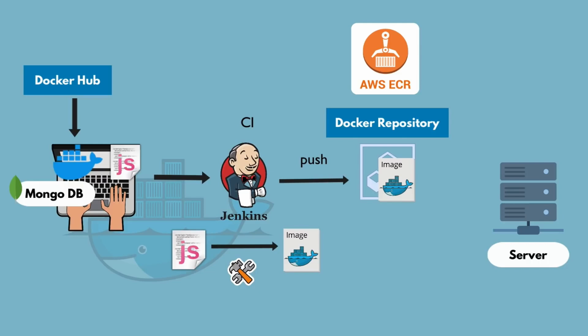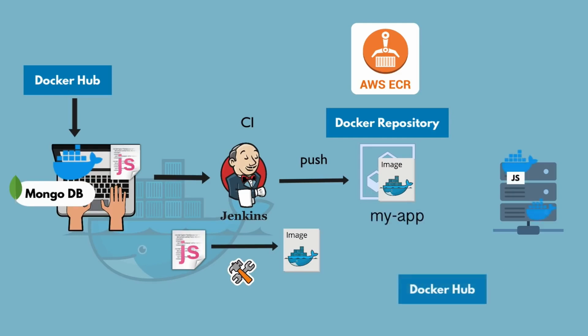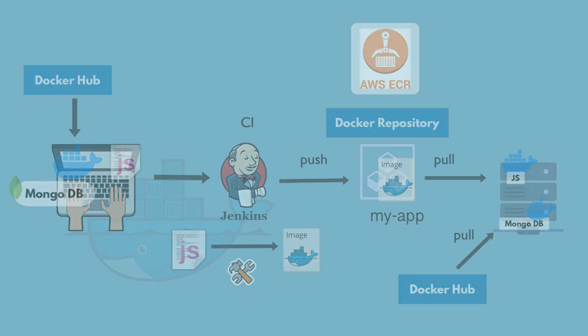So let's imagine we have logged into a development server and we want to run our image that we just pushed to the repository, so our my app image, and the MongoDB image, both the database and the Mongo Express, on the development server. So the my app image will be pulled from the private repository of AWS, and the 2 Mongo containers will be pulled from the Docker Hub. So let's see actually how that would work.